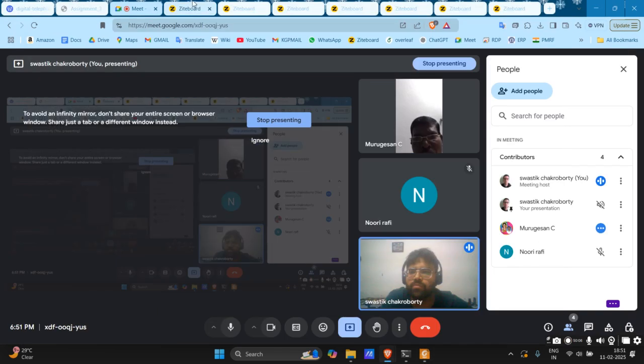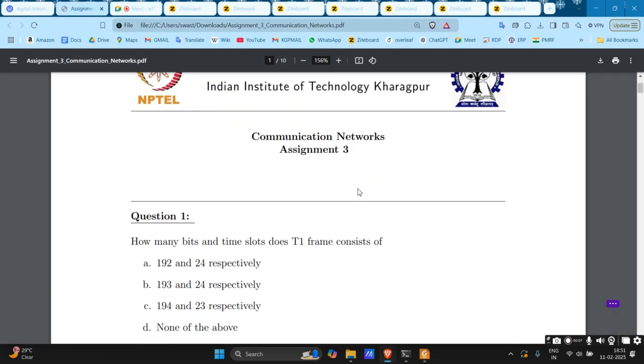Okay, so now we will be moving on to assignments. How many bits and time slots does a T1 frame consist of? T1 is a particular type of frame that is used in PCM. So you have 192 bits.